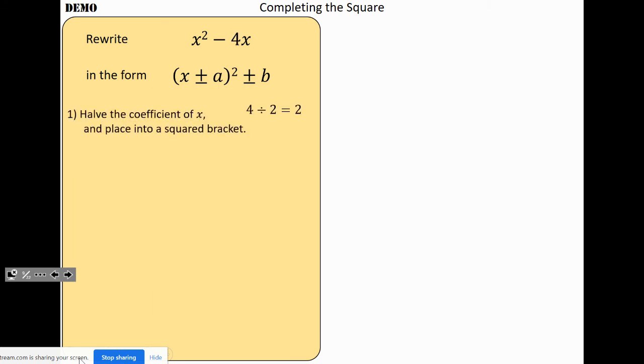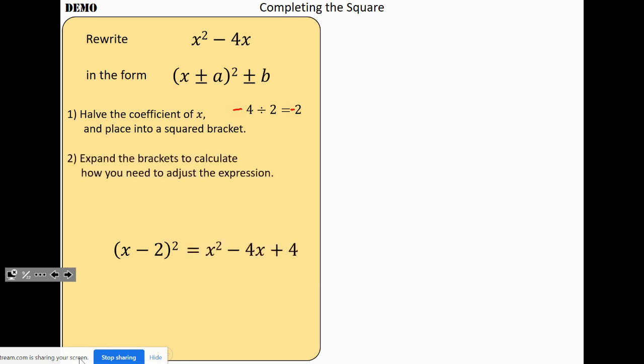Now, taking away is interesting. Taking away is a bit different. We still have the coefficient, but the coefficient is negative 2 this time, so it's x minus 2 all squared. So really we should say this is negative 4 divided by 2, so it's negative 2. And if we expanded that, you can see we'd get x squared minus 4x plus 4.